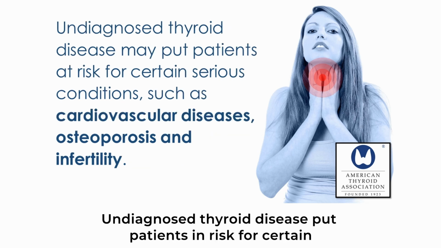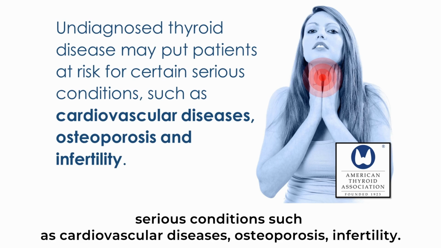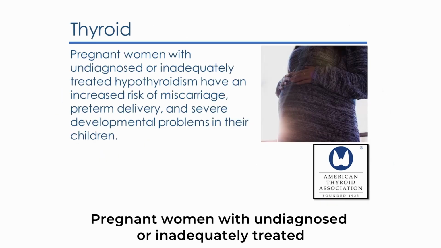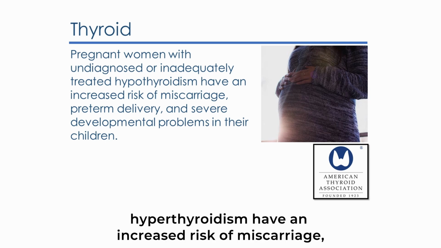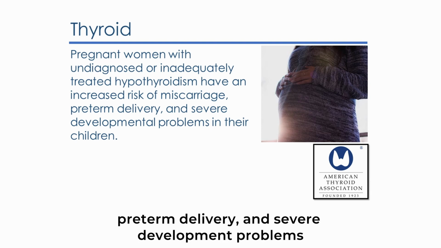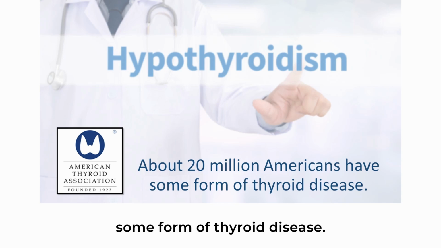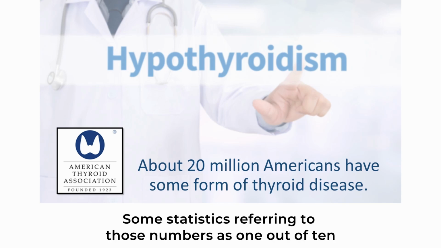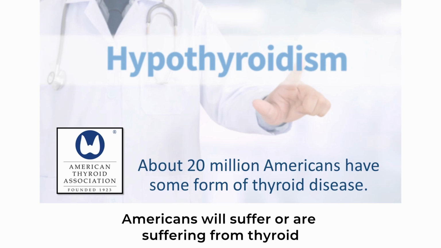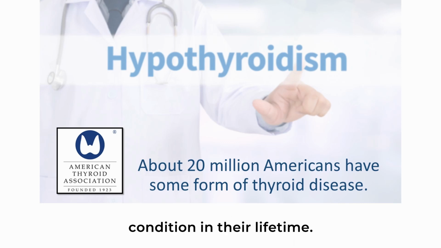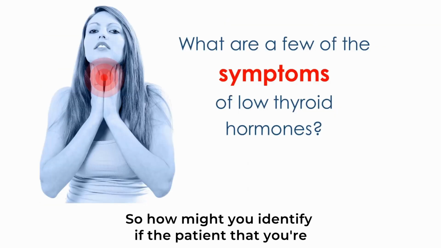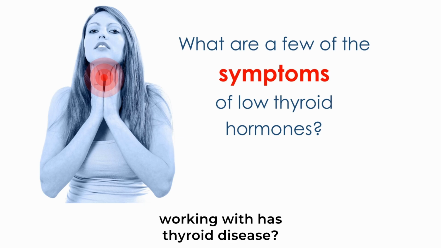Undiagnosed thyroid disease puts patients at risk for serious conditions, such as cardiovascular disease, osteoporosis, and infertility. Pregnant women with undiagnosed or inadequately treated hypothyroidism have an increased risk of miscarriage, preterm delivery, and severe developmental problems in their children. We're looking at about 20 million Americans with some form of thyroid disease. Some statistics say 1 out of 10 Americans will suffer from a thyroid condition in their lifetime. So how might you identify if the patient you're working with has thyroid disease?